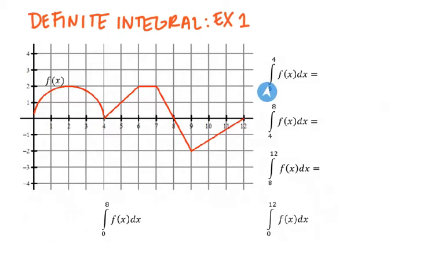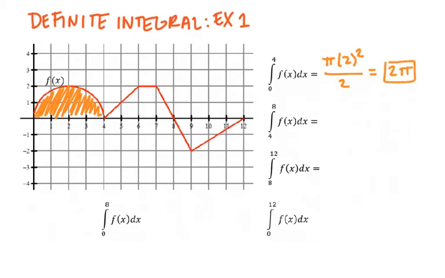So for the first one, they want from 0 to 4. So from 0 to 4 is this semicircle here. Remember, the area of a circle is pi r squared, so semicircle would be pi r squared over 2. And it looks like that the radius is going to be 2. So that would be pi 2 squared over 2, which would simply be 2 pi.